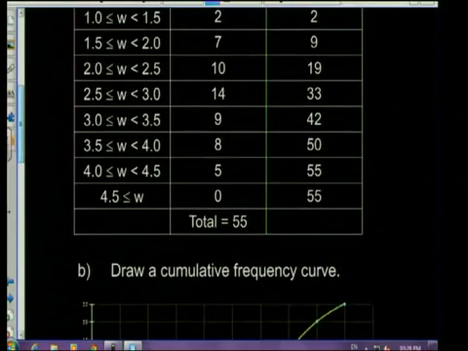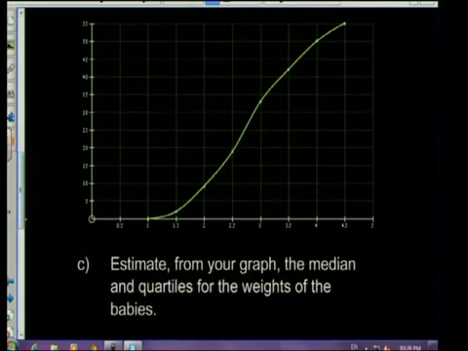So I could check something. When x was 4, the y value would be 50. So when x is 4, you can see that my y value is 50. I've got my curve.